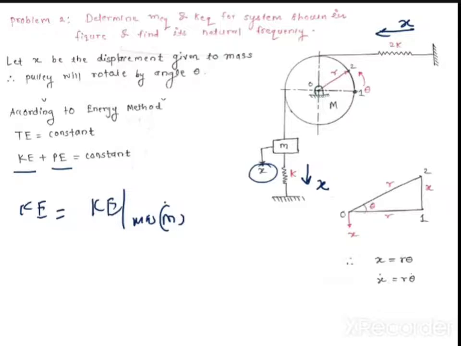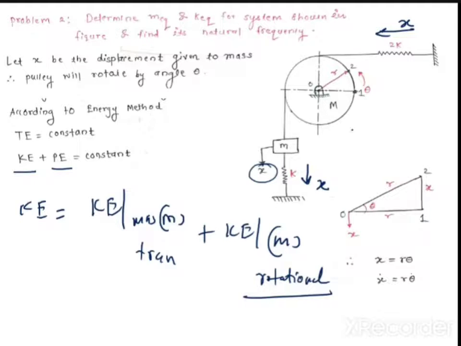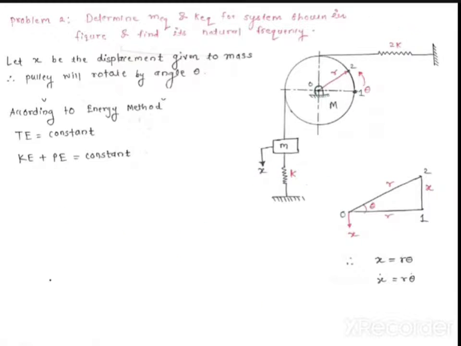Yes. Kinetic energy of mass and what? Translational or rotational? Translational. Okay. Plus kinetic energy of capital M. Capital M means pulley. Is that translational or rotational? Rotational. Why not translational? Anybody? Why am I not considering translational? The center is fixed. Yeah, the pulley center is fixed. Good, very good. Okay. So this is a very, very important part. Otherwise your answer will be wrong.